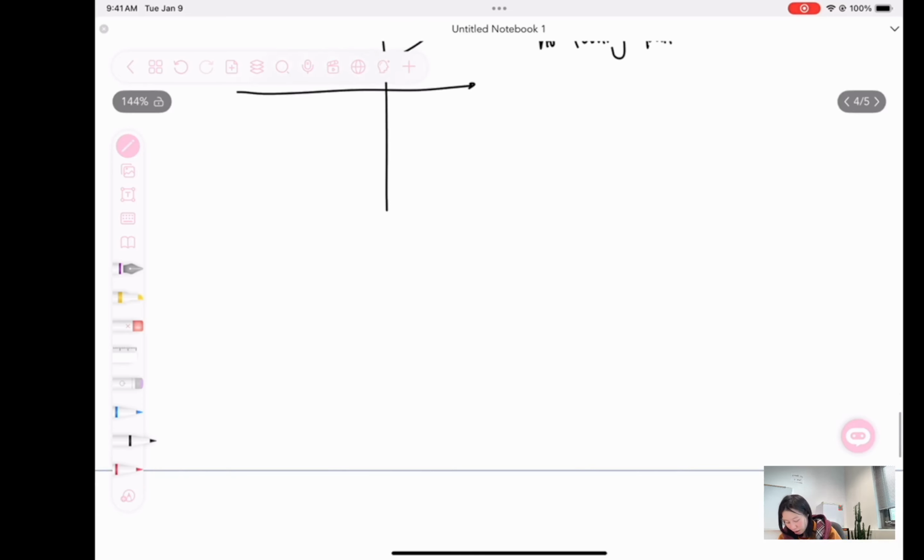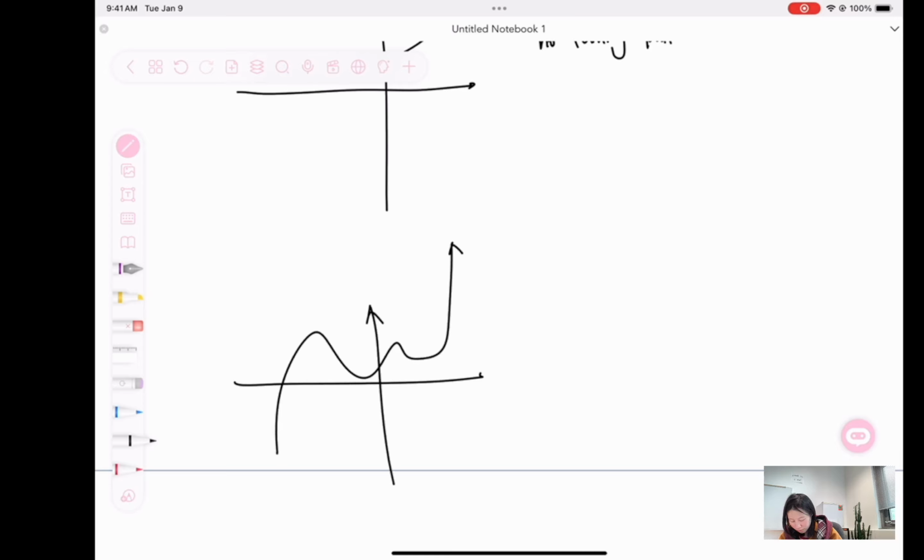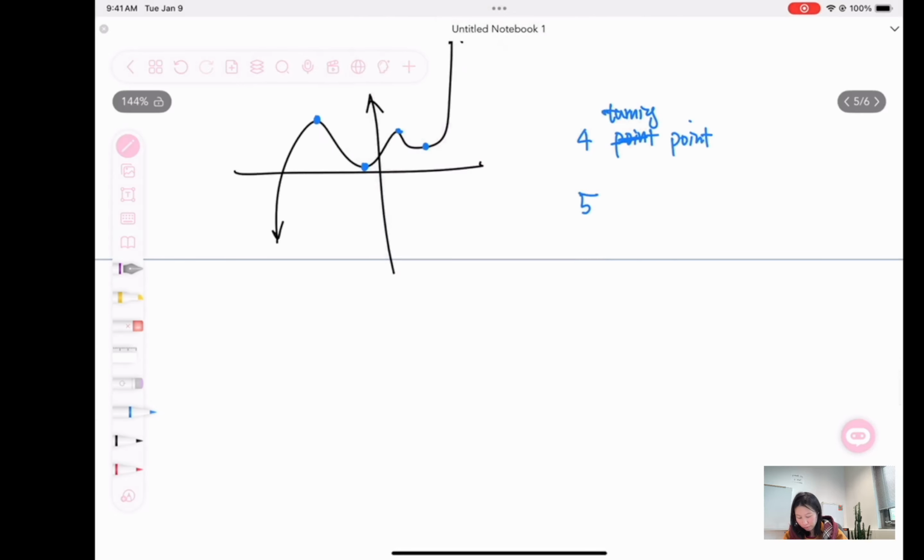Okay, next, what about this one? How many turning points? Well, you got 1, 2, 3, 4, totally 4 turning points. So that means the least possible degree would be 4 plus 1, which is degree 5.